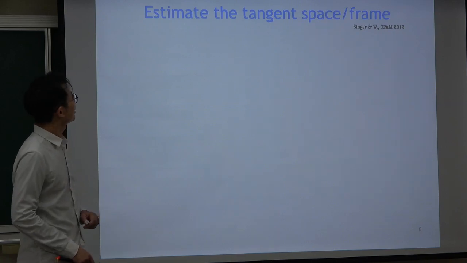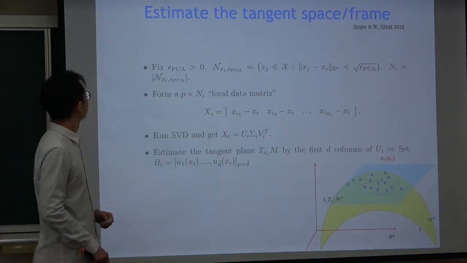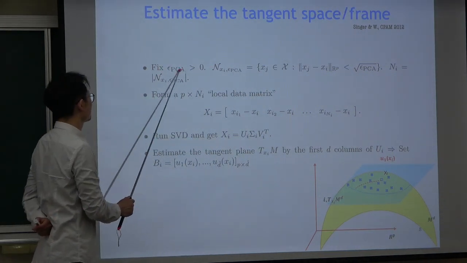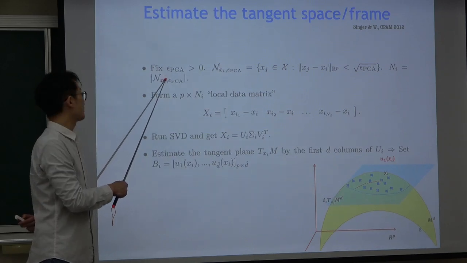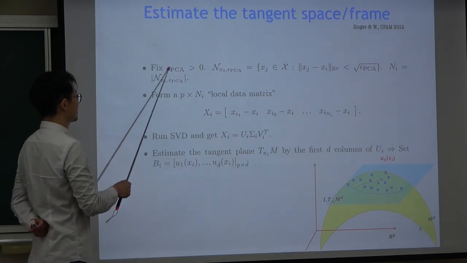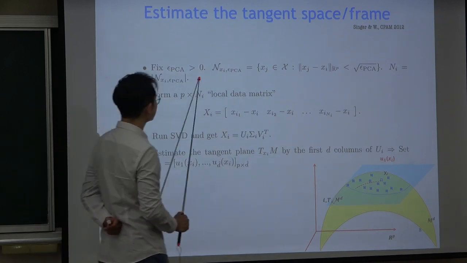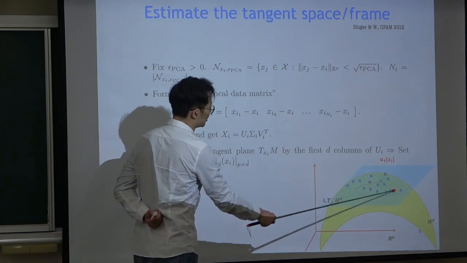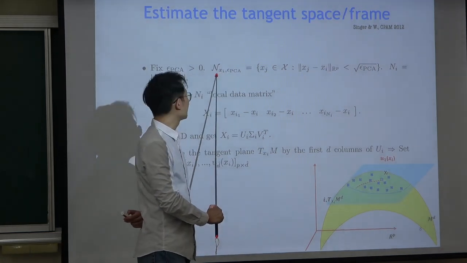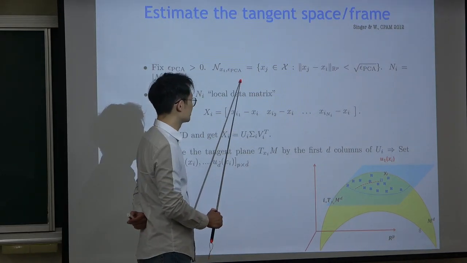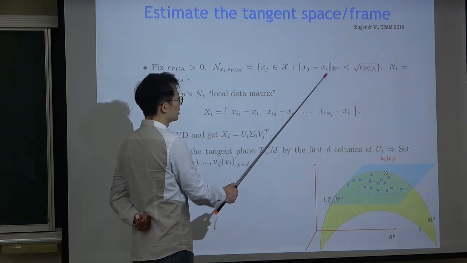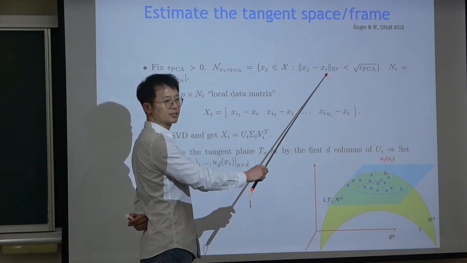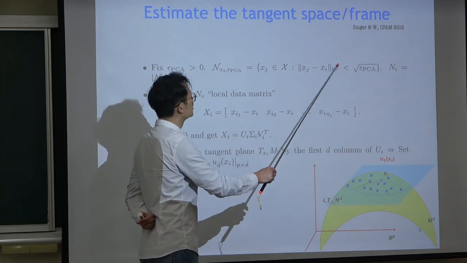Okay, good. How to estimate the tangent space and the bundle in the frame bundle? What we do is first you fix epsilon PCA to be a bandwidth for the local PCA, a positive value, and you denote N_{x_i, epsilon PCA} to be all the neighboring points of point x_i that are within the epsilon PCA distance. And remember here, because we do not have access to the geometry, we don't know the geodesic distance. We only know the Euclidean distance.